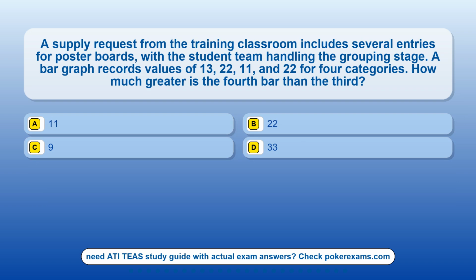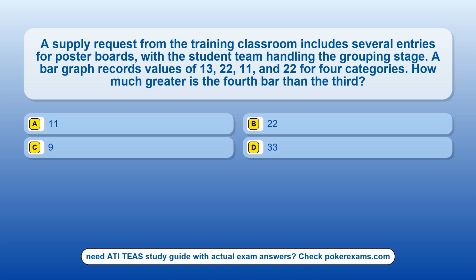A supply request from the training classroom includes several entries for poster boards, with the student team handling the grouping stage. A bar graph records values of 13, 22, 11, and 22 for 4 categories. How much greater is the fourth bar than the third?